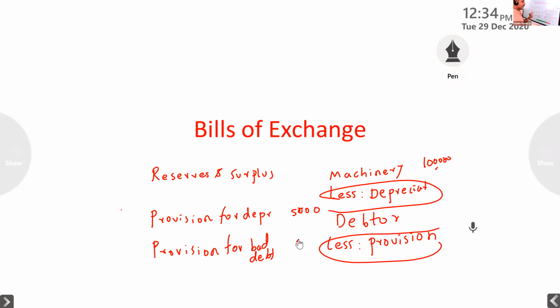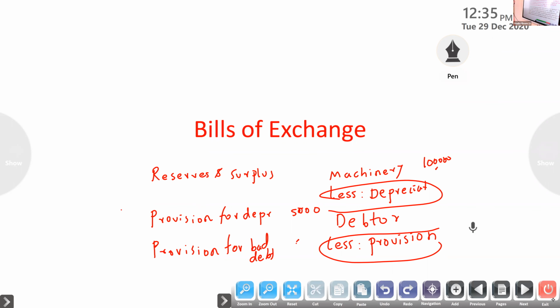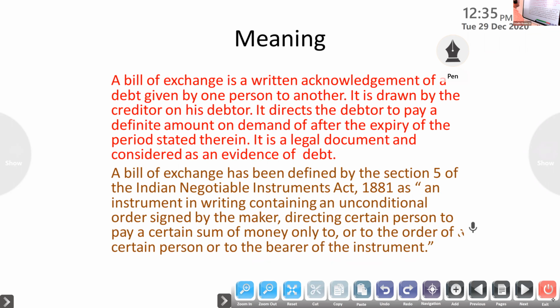But if the seller, the supplier, asks us to give the undertaking of future payment on a written paper, that is called bills of exchange. So a bill of exchange is considered a legal document and an evidence of debt. Already I showed the format of bills of exchange. So what do we mean by bills of exchange? Everyone knows it is a written acknowledgement of debt, considered as an evidence of debt.